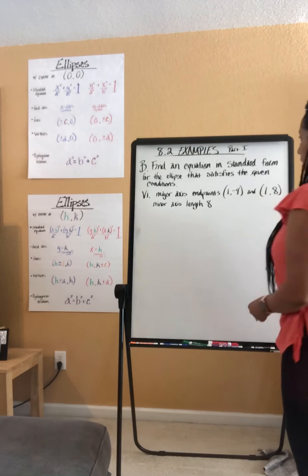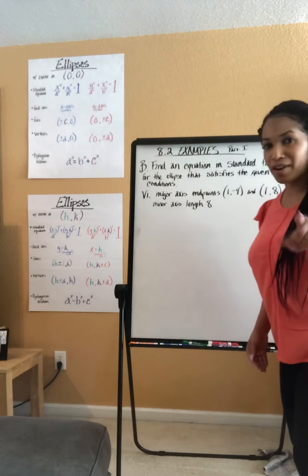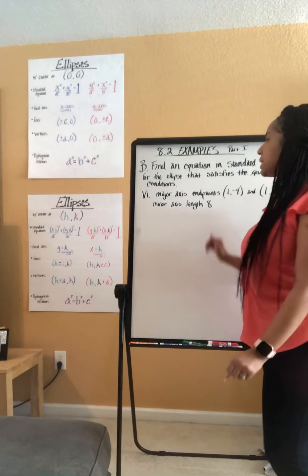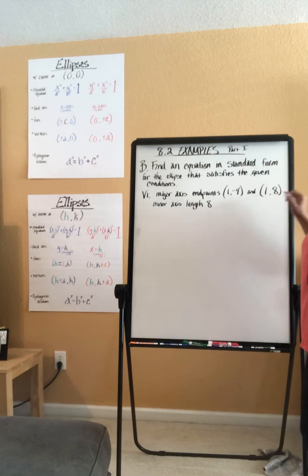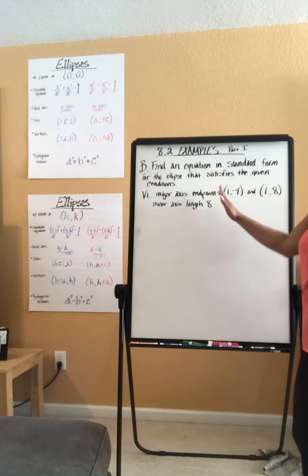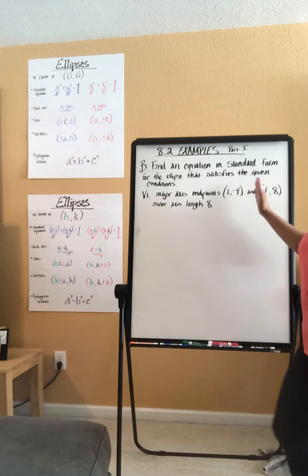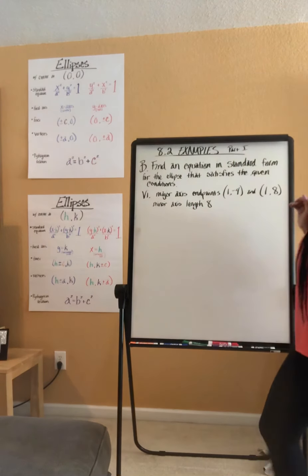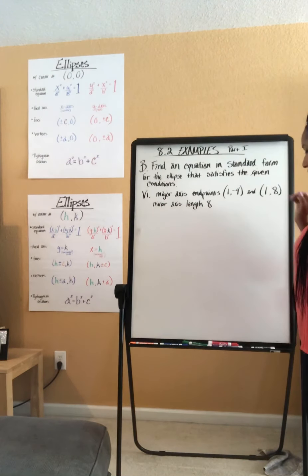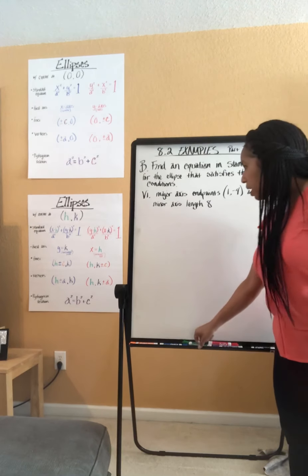Okay, B5. I'm sorry, B5 was the star. This is B6. B6, I gave you the major axis endpoints of (1, -4) and (1, 8). I don't see any zeros, which means I am on that second chart. My center must be an (h, k). My minor axis length is 8. Cool, I can figure out from my minor axis.